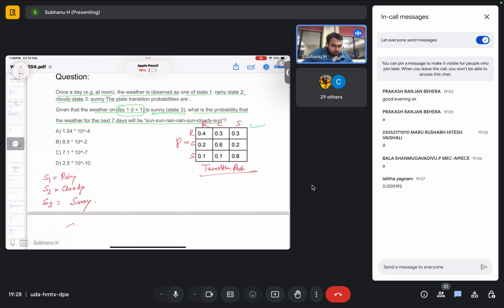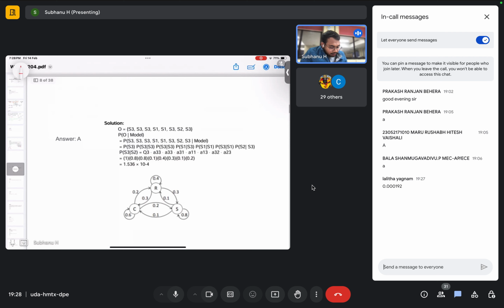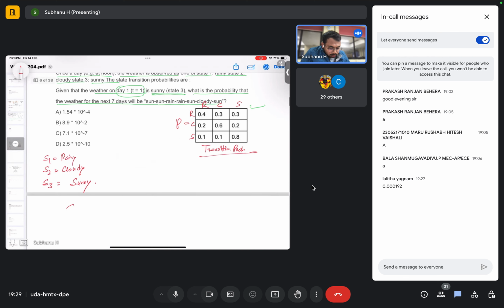Okay. So for this, we can draw the picture. We can draw our states like this: this is sunny, this is rainy, and this is cloudy. Yeah, Lalita gave the answer, that is 0.0092. Okay, let's work it out here.